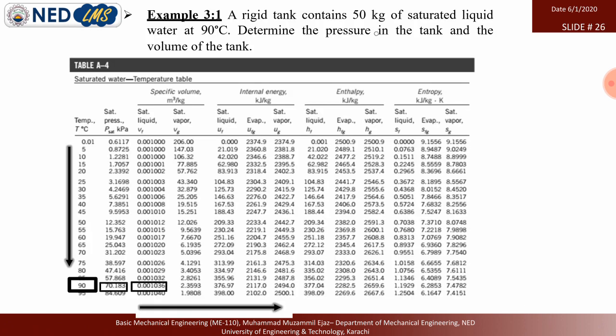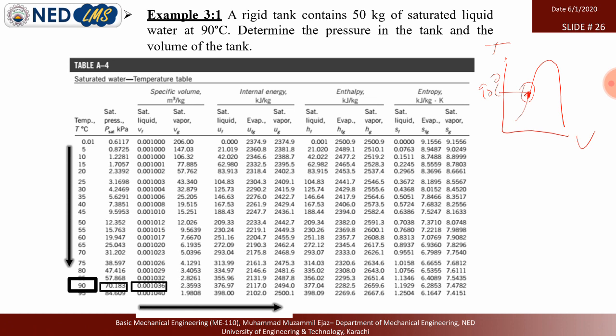A rigid tank contains 50 kg of saturated liquid water at 90 degrees centigrade. From the simple words saturated liquid, you get the idea that it is not at the left point or right point in the center, but exactly on the wet dome line. The saturated liquid should be at this point at 90 degrees. If the table is temperature based, this is 90 degrees, and we are talking about the properties at this point. Determine the pressure in the tank and the volume of the tank.